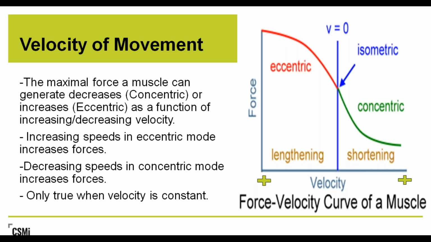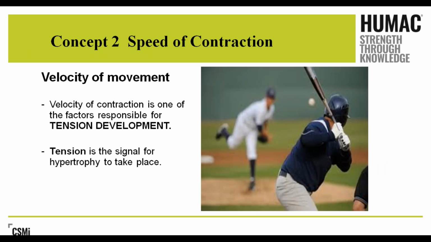The force velocity curve has always said the maximal force a muscle can generate decreases concentrically, or increases eccentrically, as a function of increasing velocity. So the faster we go concentrically, the less force we develop. The faster we go eccentrically, the more force we develop. So there's an inverse relationship between concentric and eccentric contractions with speed. So if we're going at faster speeds, or what we call fast speeds, what speeds really are those? Well, we'll talk about that.